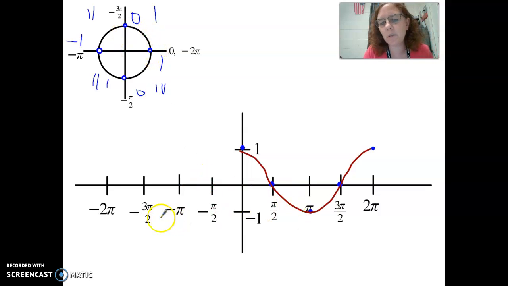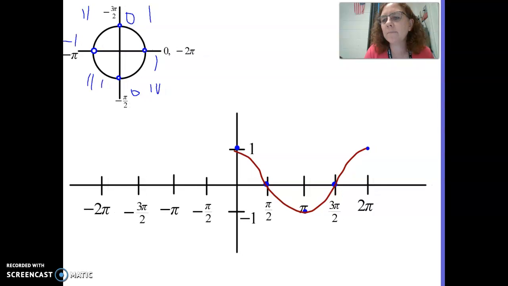Okay, so let's put the dots over here on our curve to represent that. So we started at 0 and we were at 1. And then when we went in a negative manner, we moved down to 0 at negative pi over 2. Then down to negative 1 here at negative pi. Back up to 0 at negative 3 pi over 2. And then I went to positive 1 over here at negative 2 pi.